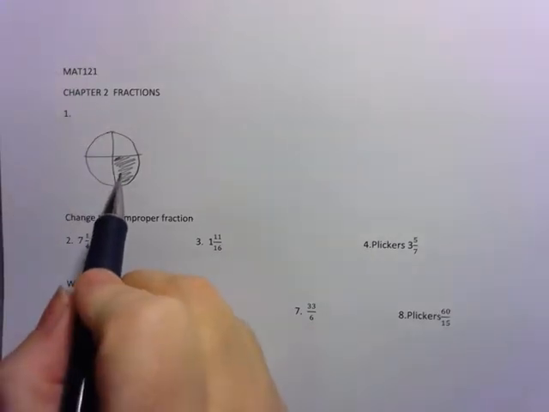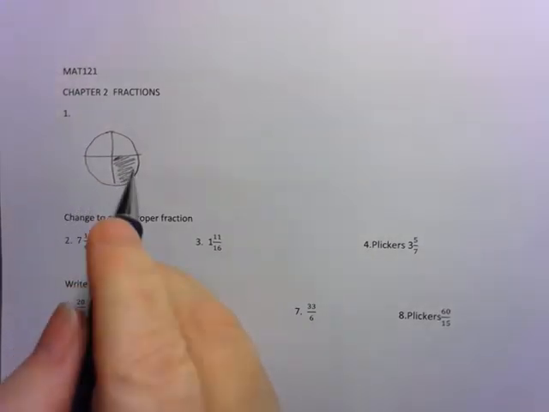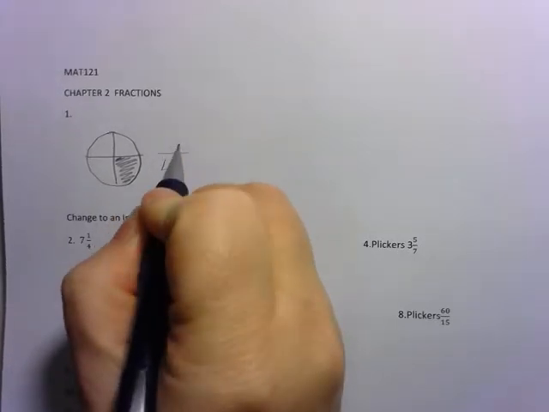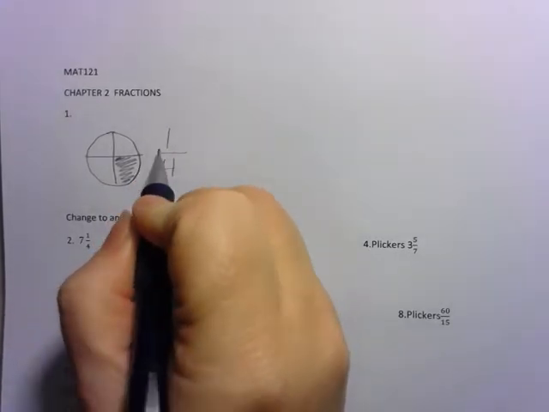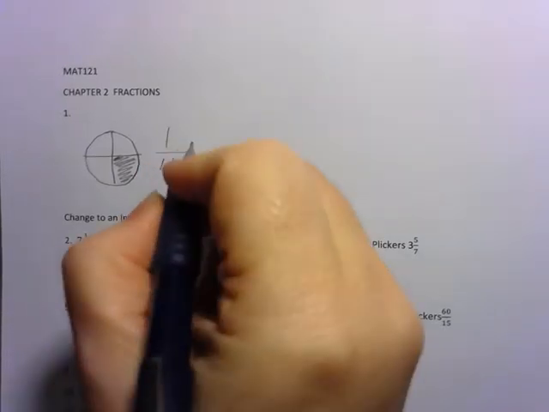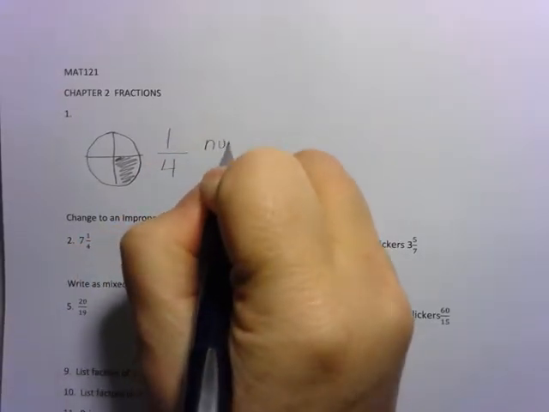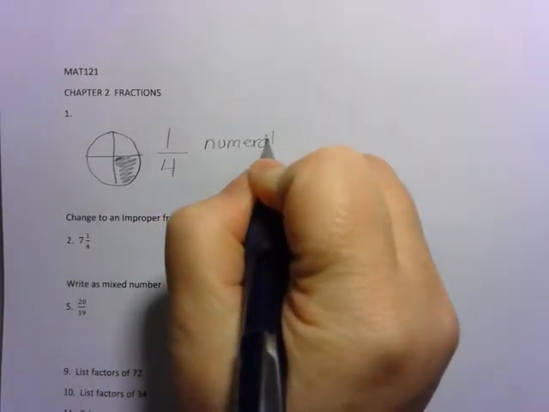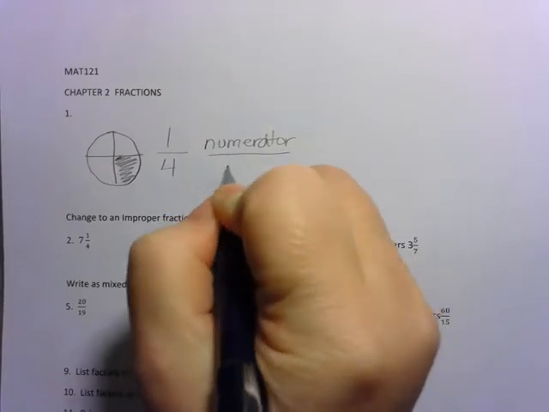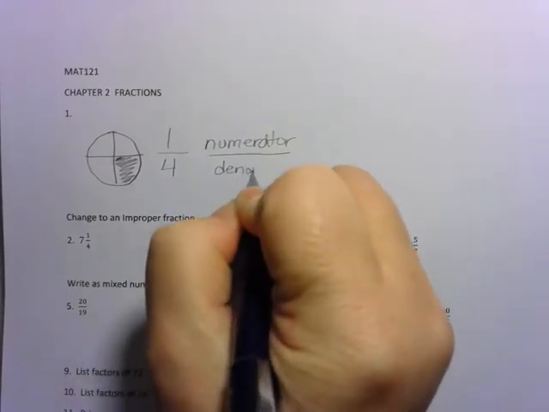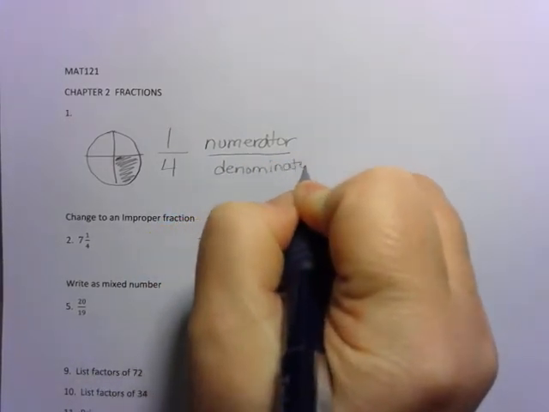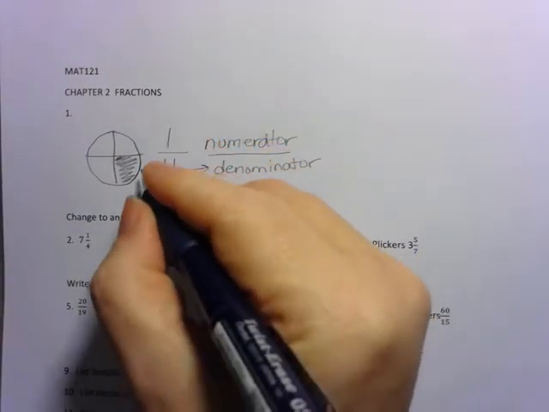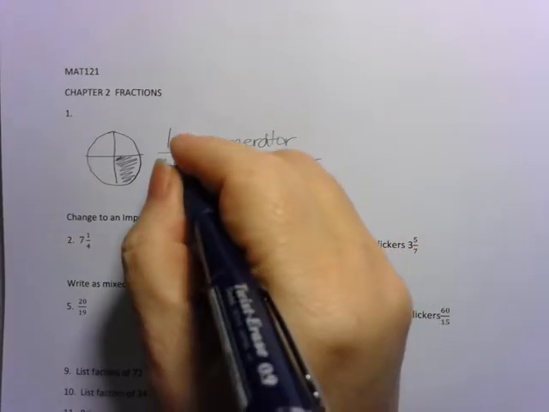So here's our fraction. This represents 4 pieces, which is our denominator, and the numerator has one shaded piece. So the shaded piece is 1/4. Remember, the numerator over the denominator. So this is always the total number of pieces of the whole, and this is how many you have.